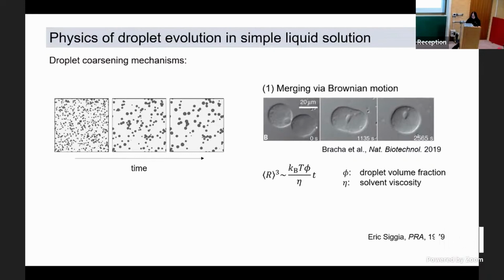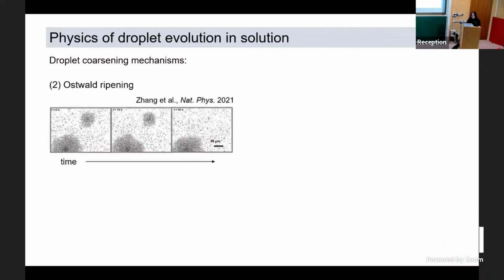Now the second mechanism is called Ostwald ripening, where you do not really need to get in touch with each other in order to grow. You can in fact exchange materials indirectly through the dilute phase. So you can see this small droplet right there. With time, it gradually loses material to the larger one. And it's not in touch with the big one. It's mediated by the dilute phase.